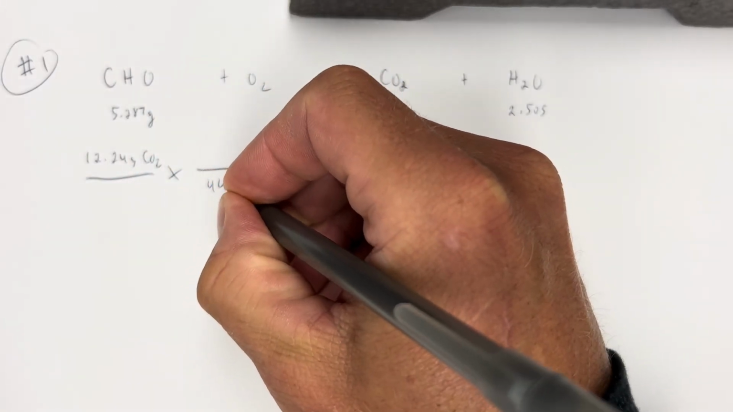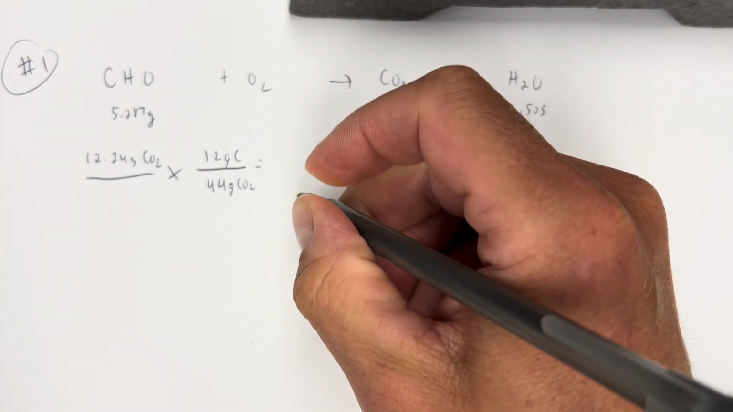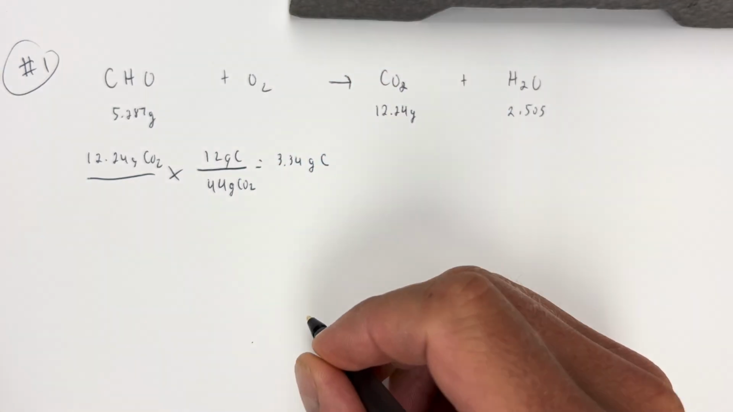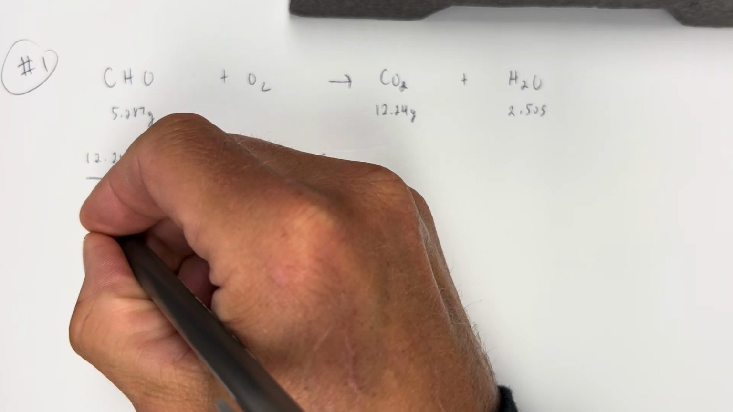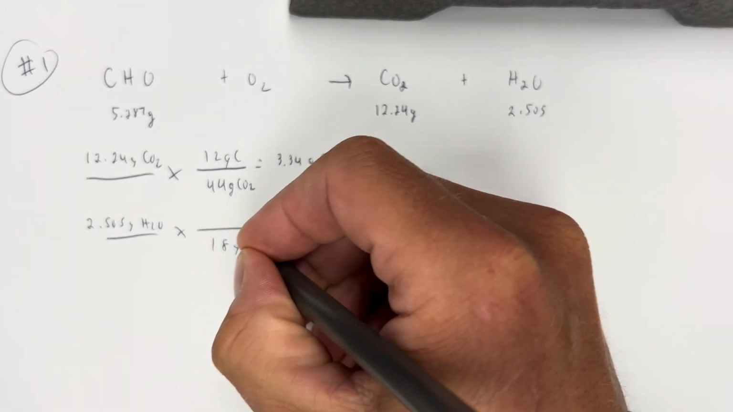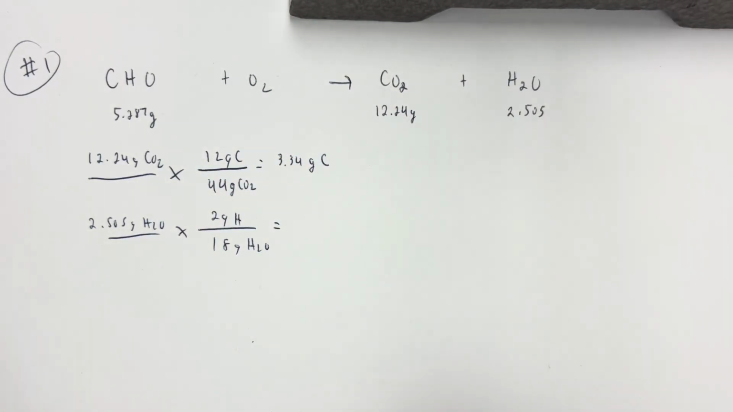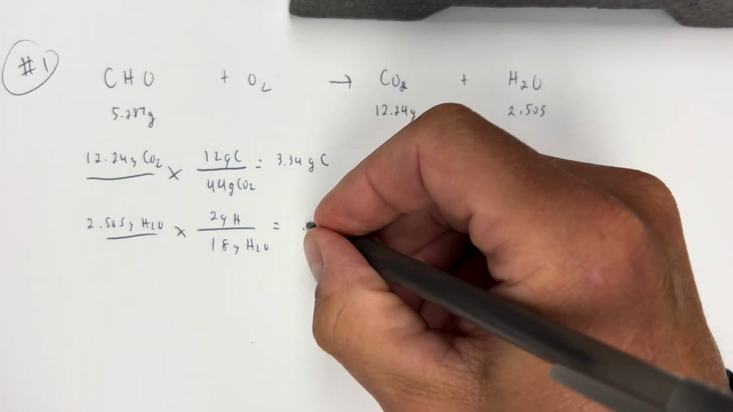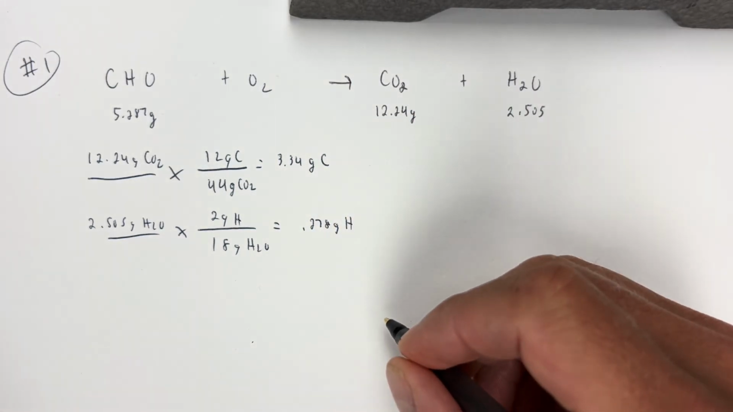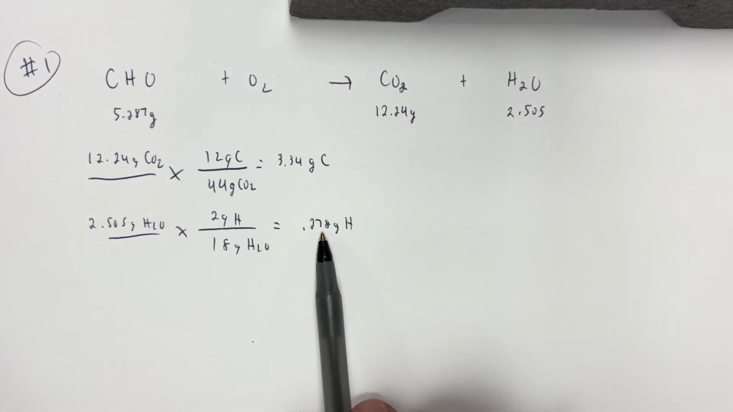For every 44 grams of carbon dioxide, that's a mole off the periodic table, it contains 12 grams of carbon. We do that, you get 3.34 grams of carbon. 2.505 grams of water, and in 18 grams of water, there are 2 grams of hydrogen, 0.278 grams of hydrogen. To get oxygen, so 3.34 of these grams are carbon, 0.278 are hydrogen.